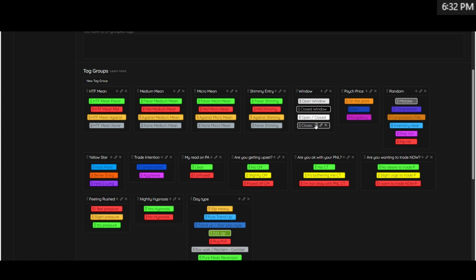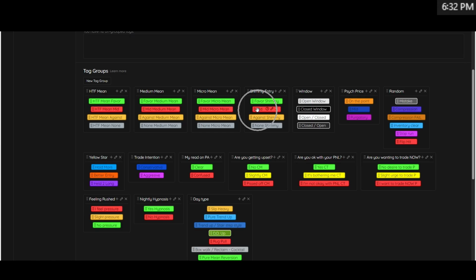Some tag groupings, such as the window tags. This is me just being a scientist and going, hey, I wonder if there's something here. Sometimes there's not, and you just retire those tags. Whereas the entry techniques, we can see there's clearly more edge with the favor. And these are all entry techniques in general.